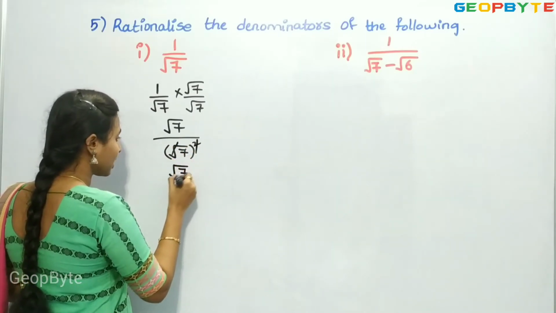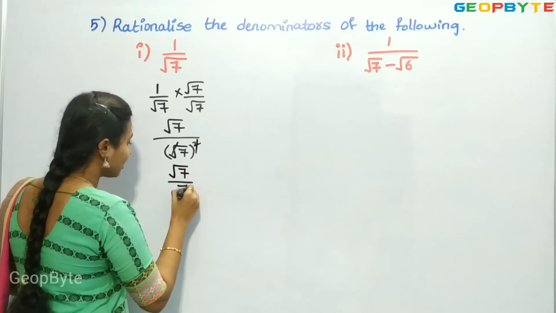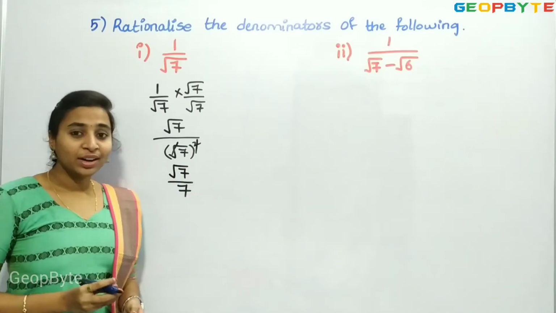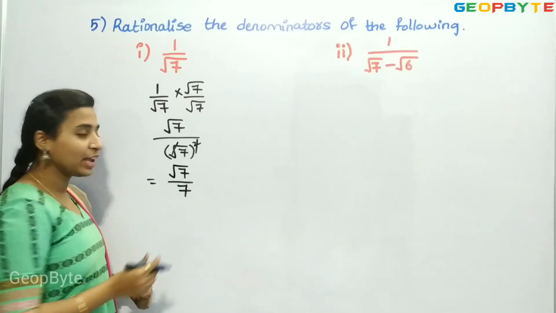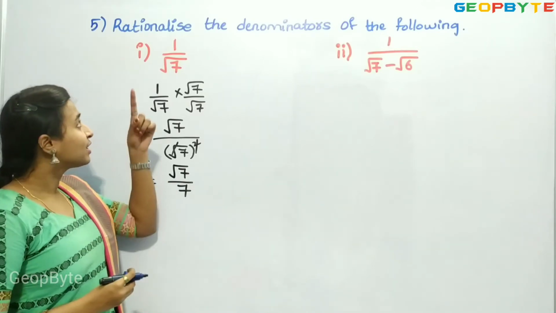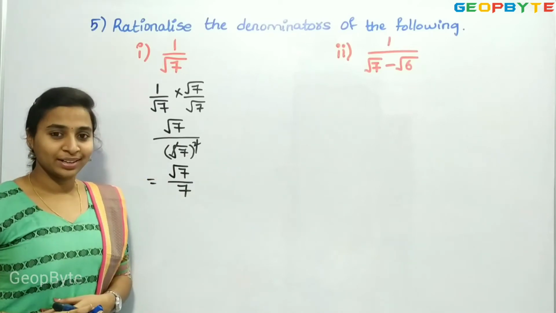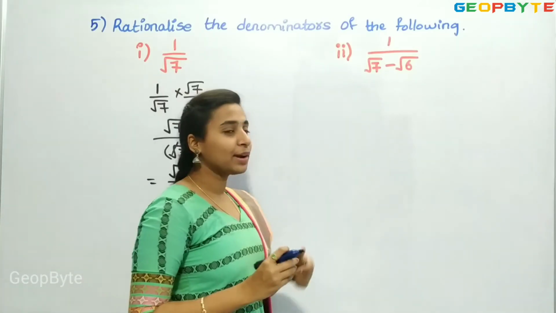So, root 7 by 7. We got a rational number in the denominator. Therefore, we have rationalized 1 by root 7. Now, let us see second one.